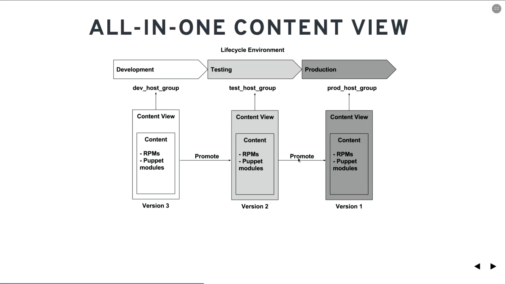Then we have three versions of the same content view, versions 3, 2, and 1. Version 3 is the newest one that's being developed right now. Version 2 is in testing. We have already done development. Development is done, and we're testing if it works. And what is in production right now is version 1. And we have big blocks that have RPMs and Puppet modules in one content view.